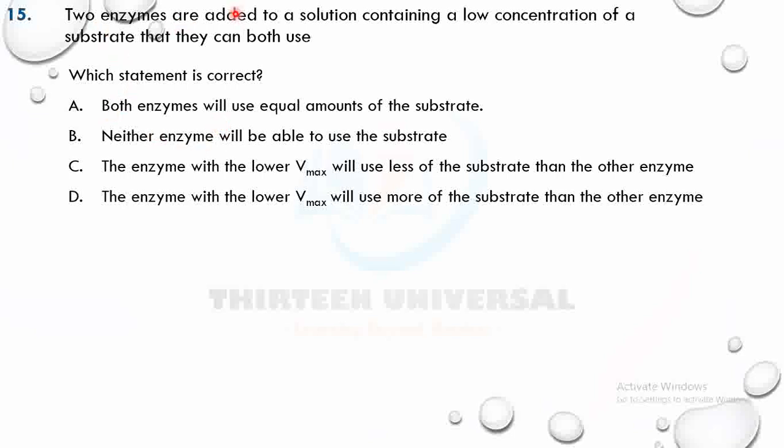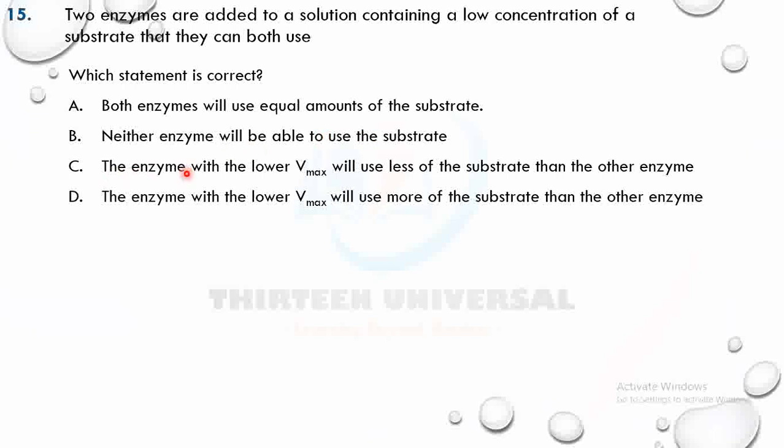Two enzymes are added to a solution containing a low concentration of a substrate. So the substrate has a low concentration and both of them can use it. A says both enzymes will use an equal amount of substrate. Well, it depends on the affinity for the substrate, so this is not always correct. B says neither enzyme will be able to use the substrate. They will use it.